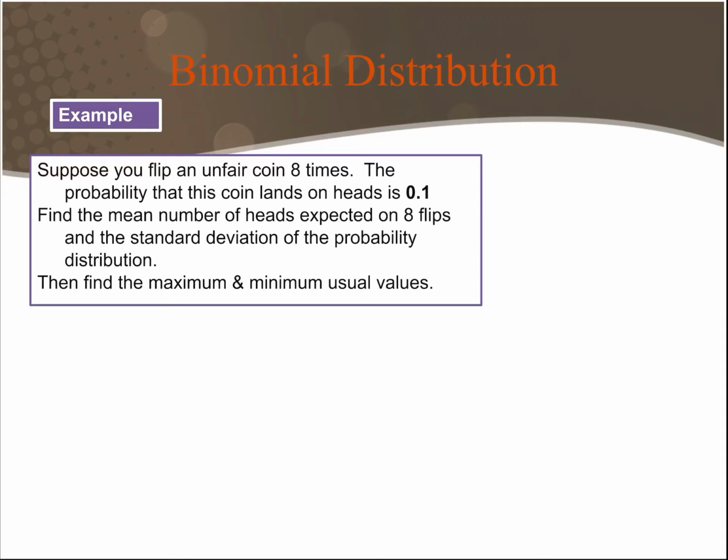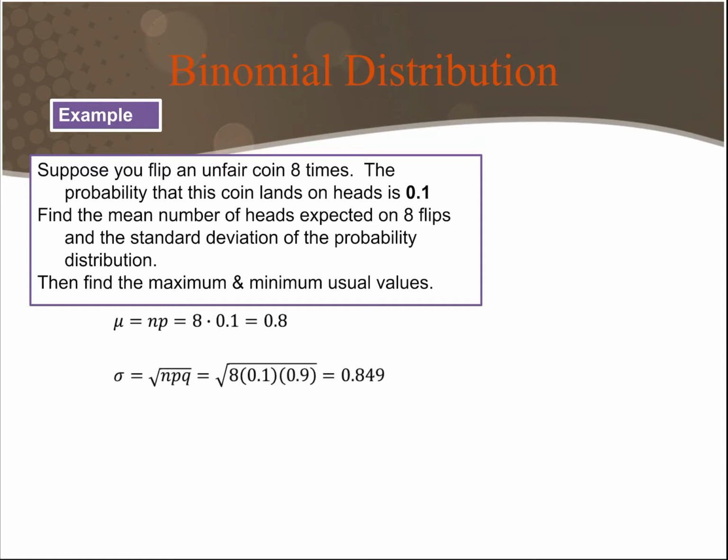Let's do another example. Let's suppose that you flip an unfair coin 8 times. The probability that this coin lands on a head is only 0.1. Find the mean number of heads expected on 8 flips and the standard deviation of the probability distribution, and then the maximum and minimum usual values. Okay, so using the formula again, the mean is n times p, so 8 coin tosses times the probability of a success. So 0.8 is the mean.